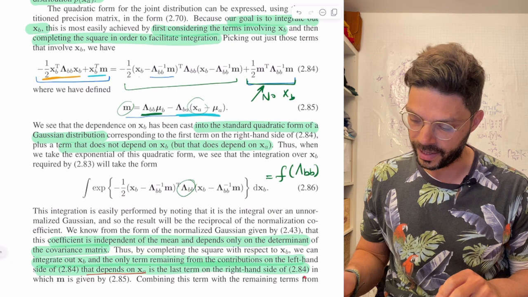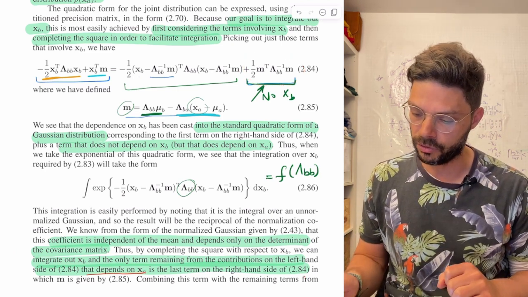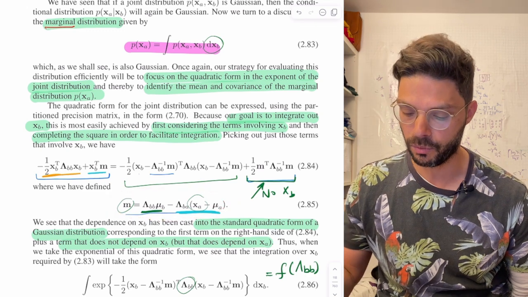Sorry, it's the last term on the right hand side. Sorry, so not that part. This thing, which is given by 2.85. Okay, so let's just see what we've been doing.